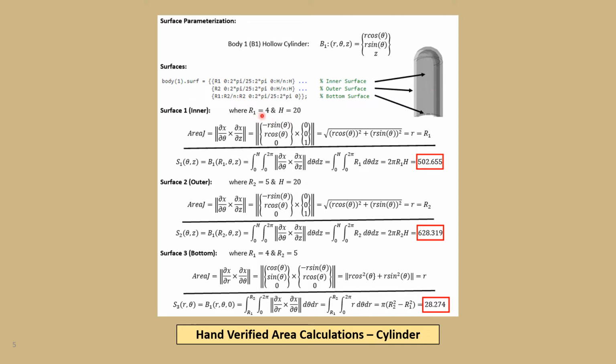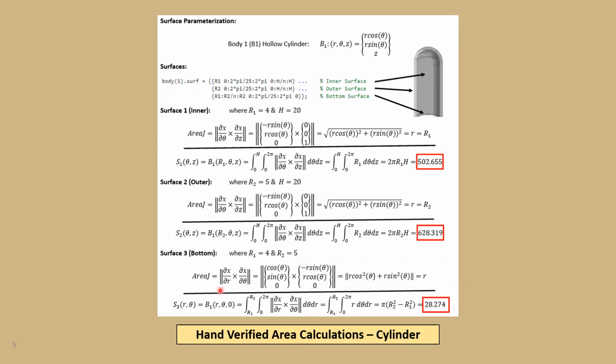Doing the math out, you can see that my area Jacobian comes out to R1, and taking the double integral of that gives me the surface area of the inside surface, 502.655. Moving on to my outer surface, it is the same exact equation and process as my inner surface, only now my radius is updated because my outside surface has a larger radius. Doing the math, my result is 628.319.